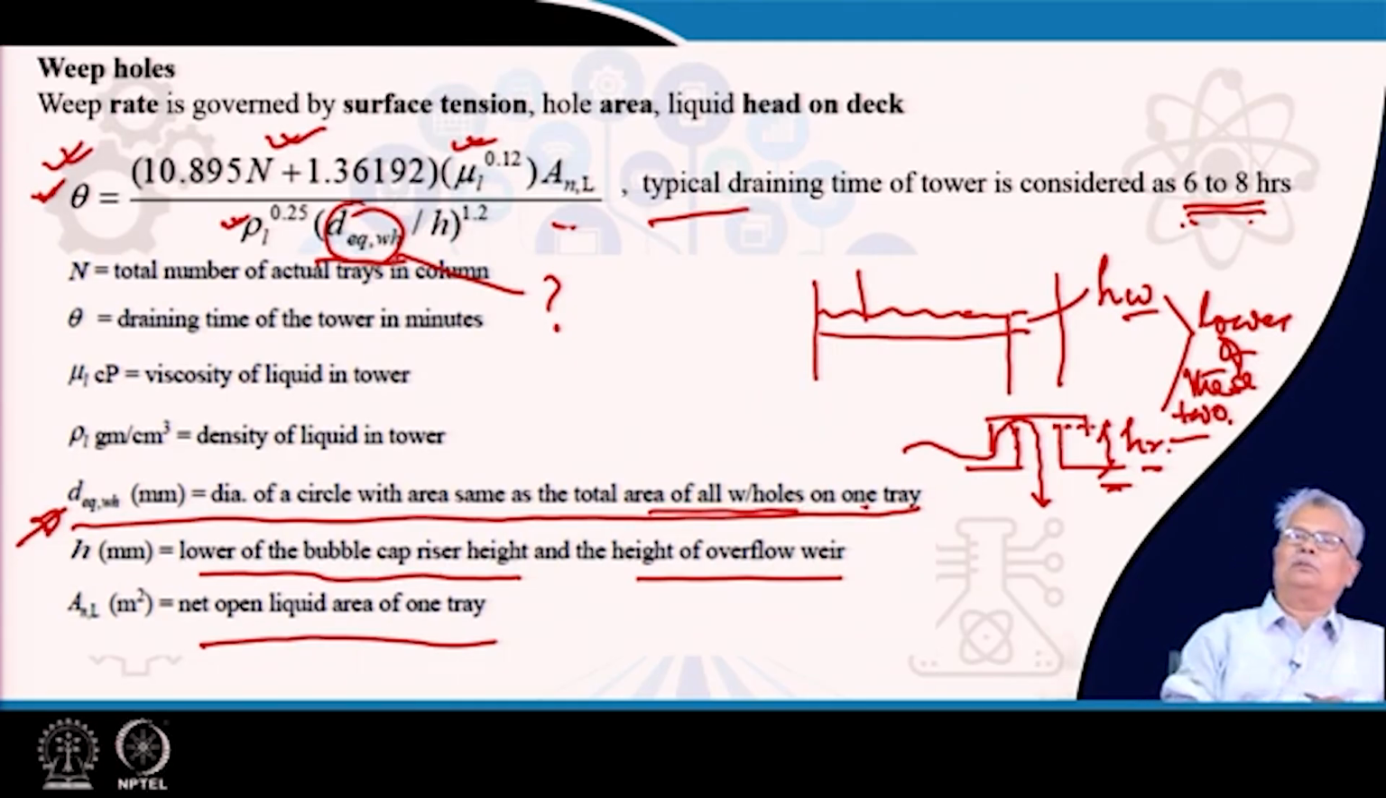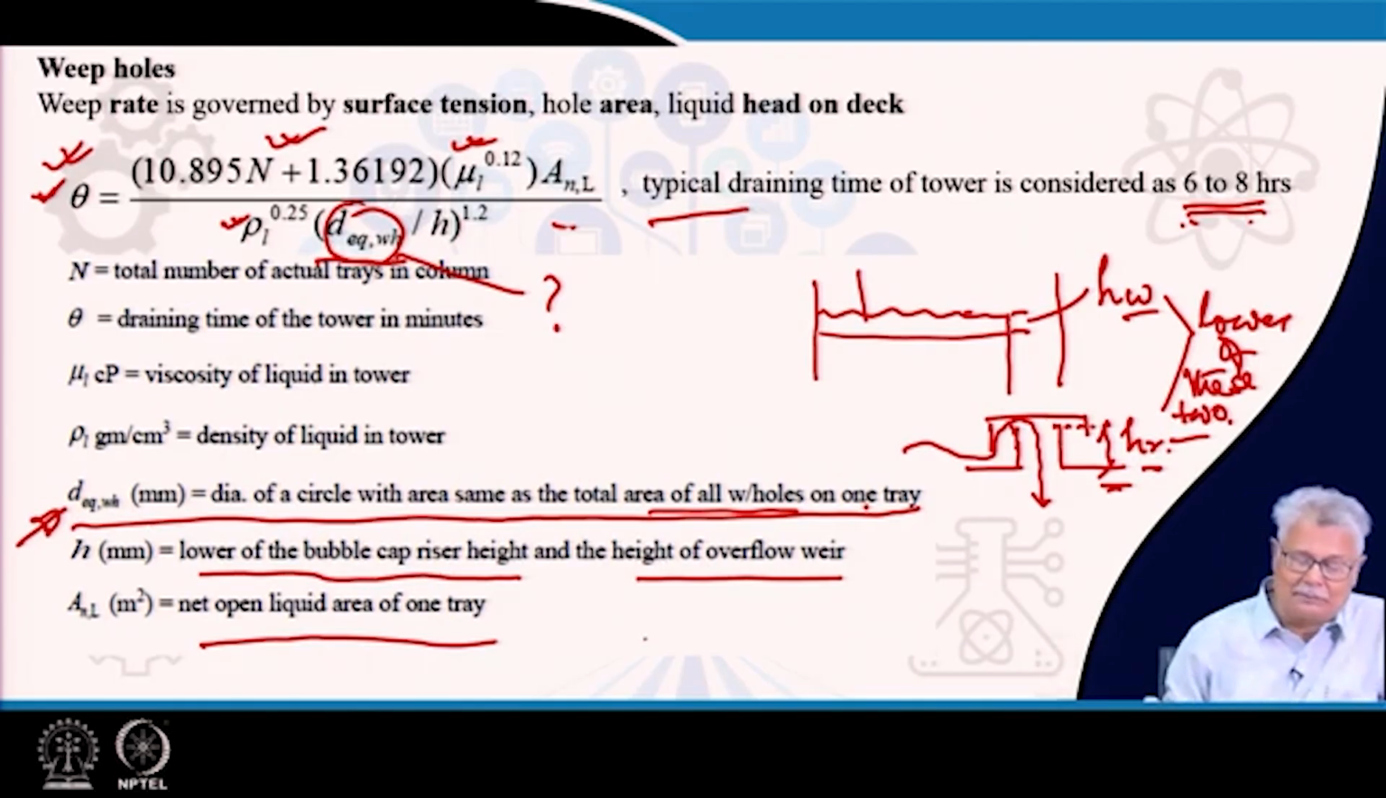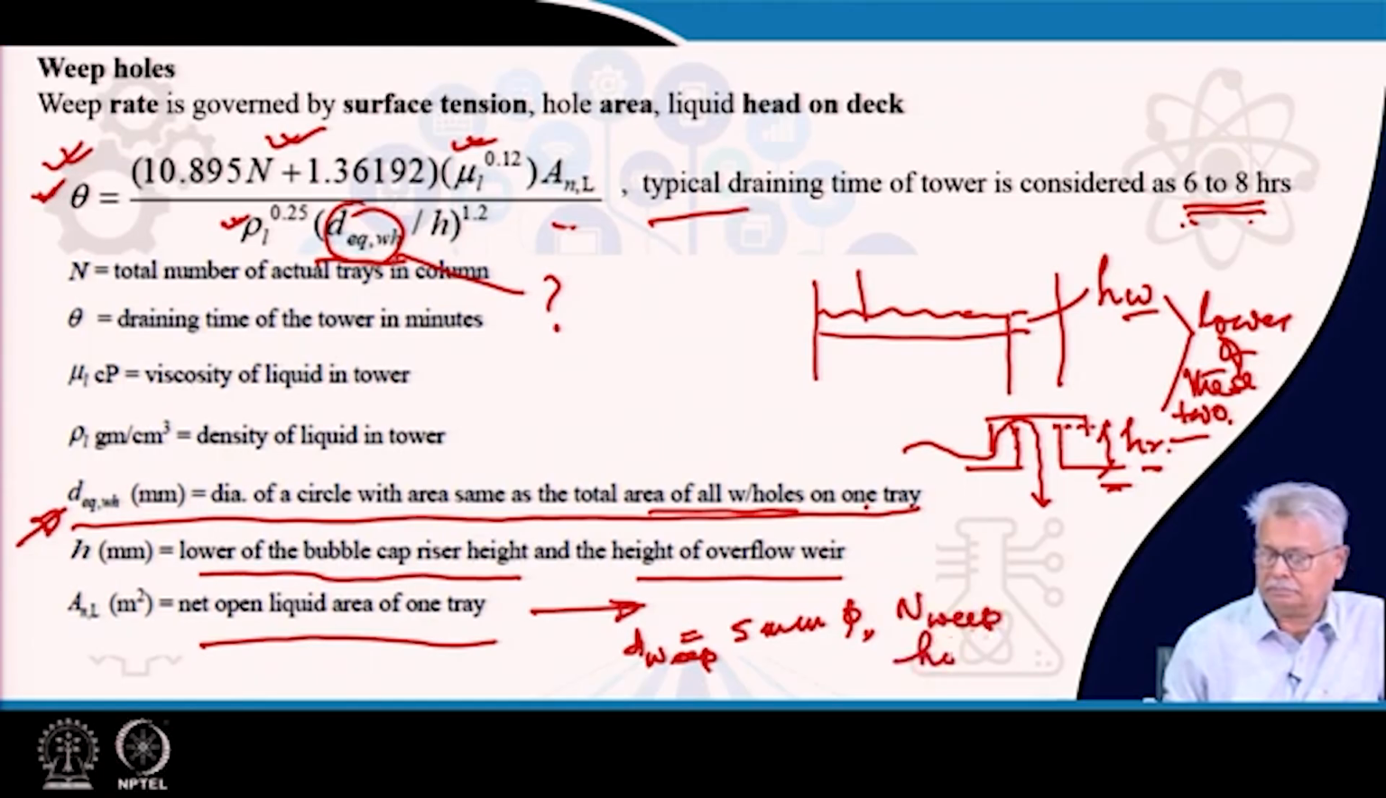Now, what do we do? We decide whether we are going to have 3 millimeter, 4 millimeter or 5 millimeter holes. Typically, it is either 3 or 5. On bigger trays you have 5, on smaller trays you have 3. It also depends on the viscosity of the material being handled, and also the surface tension, because depending on the surface tension, it is decided whether the liquid will pass naturally through a hole or not. So, you usually use 3 or 5, and based on that you fix the number of holes. Once you have decided the weep hole diameter to be, say, 5 millimeter, you find the number of weep holes. So, this is how you find the weep holes, and in fact, this is the simplest part of it.